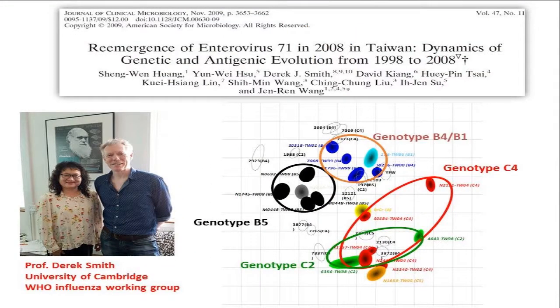Because there are many genotypes, one of the questions we asked is whether the antigenicity is the same or different. This was with collaboration with Professor Derek Smith from Cambridge. This is the photo I took with him this June. It's the first time in the past 10 years that I visited his laboratory. He came to Taiwan a few times, but this is the first time I went to his laboratory.